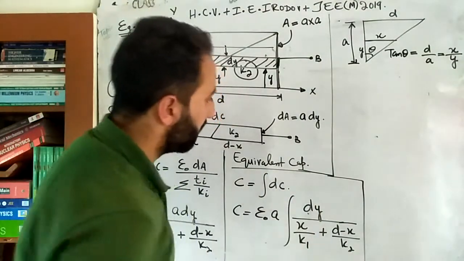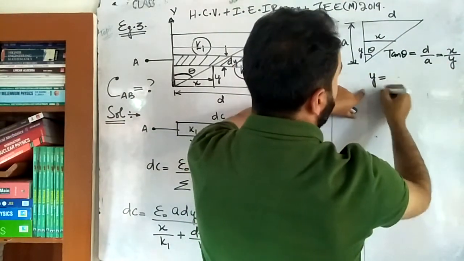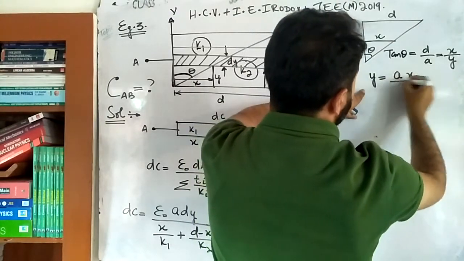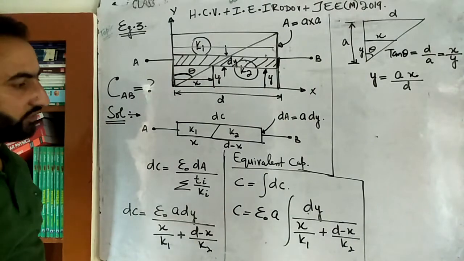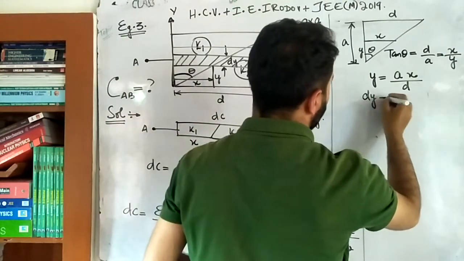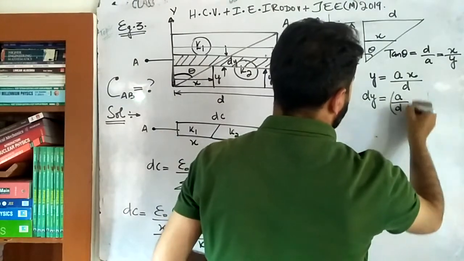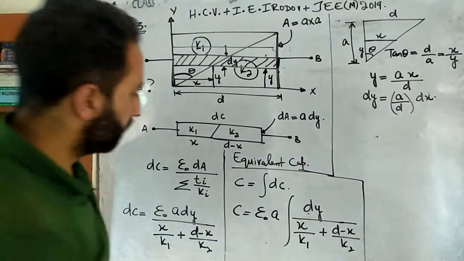So let's try to write y in terms of x. So y will be equal to a multiplied by x divided by d. Did you understand this? y equals a into x divided by d. Okay, so I will calculate dy. dy will obviously be equal to a divided by d multiplied by dx. Then I will substitute it here. So what will it be?